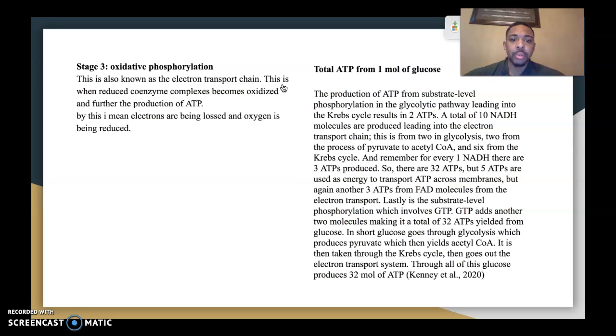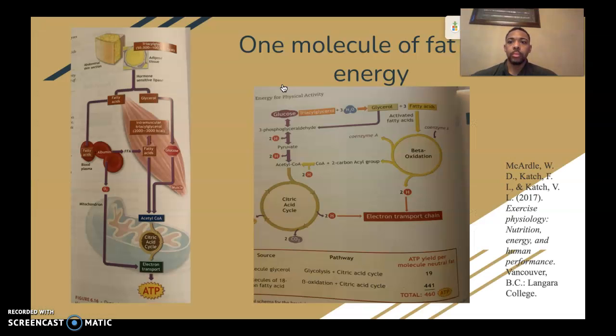And so lastly, the substrate level phosphorylation, which involves GTP. GTP adds another 2 molecules, making it a total of 32 ATPs yielded from glucose. So for 1 molecule of fat into energy, or ATP, these are the diagrams we will be using.